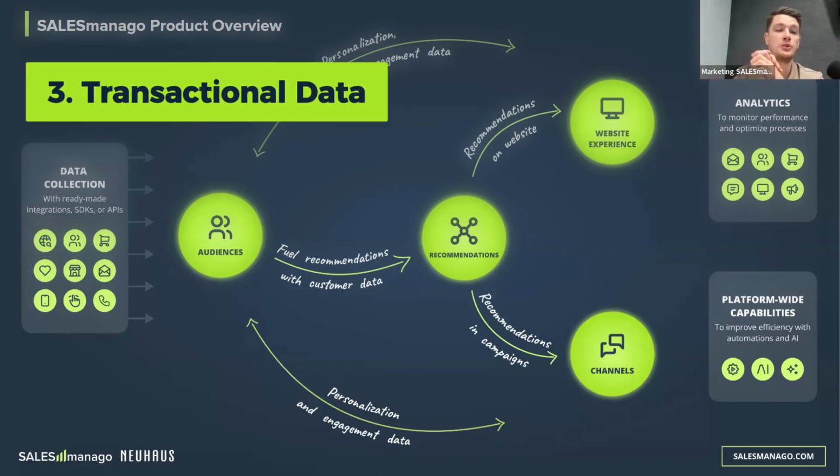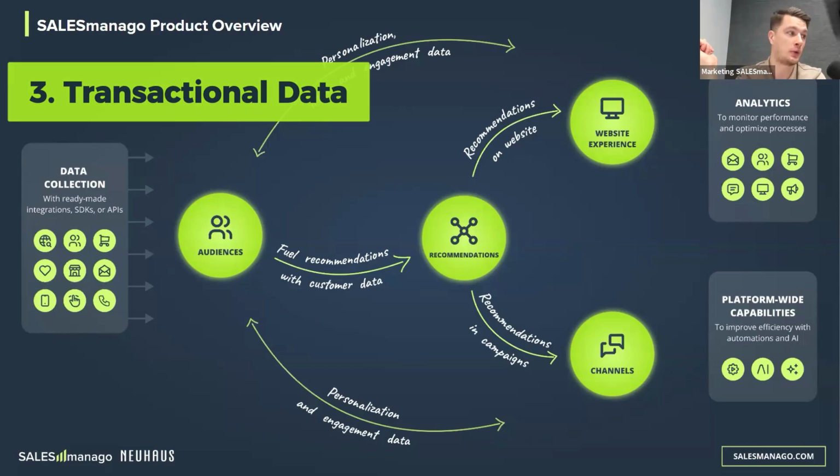And then we also round it up with a third type of data, which is the transactional data. So whatever the customer purchases on the website, or what they add to the cart, and also some other transactional information that we can collect, all of that rounds up our CDP information, and that lets us personalize and engage with the customer in a more one-to-one way.